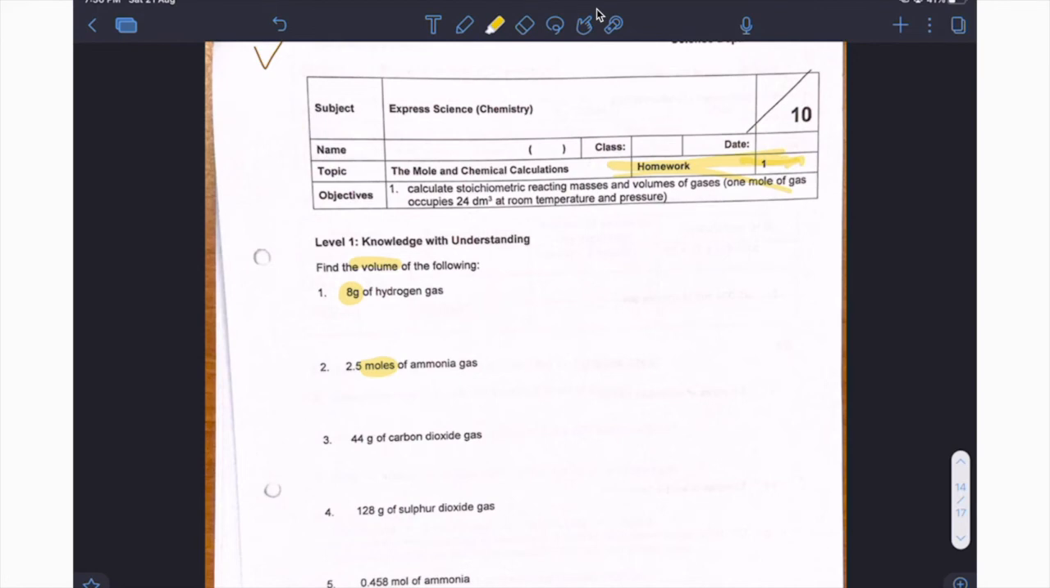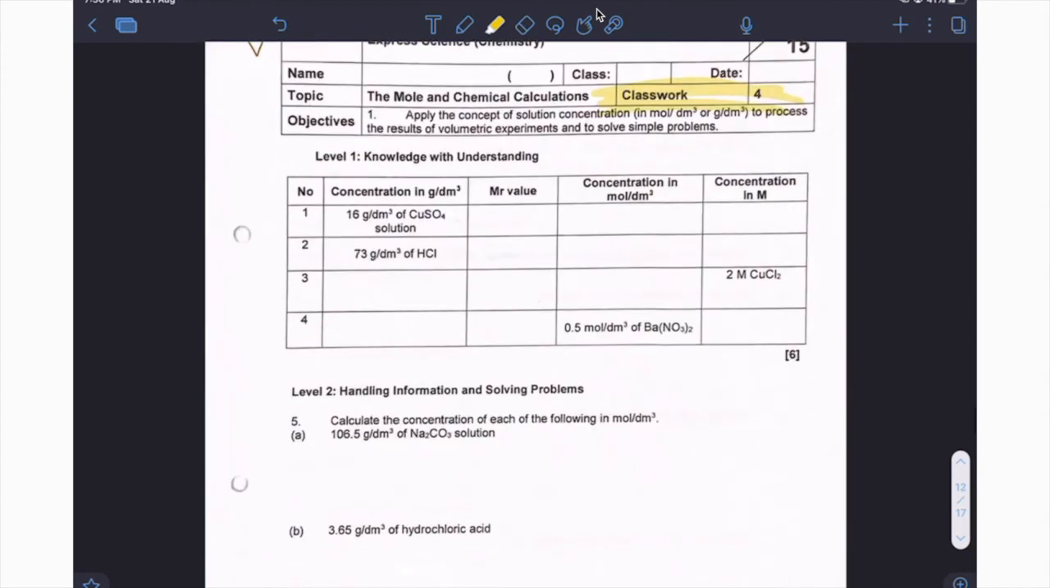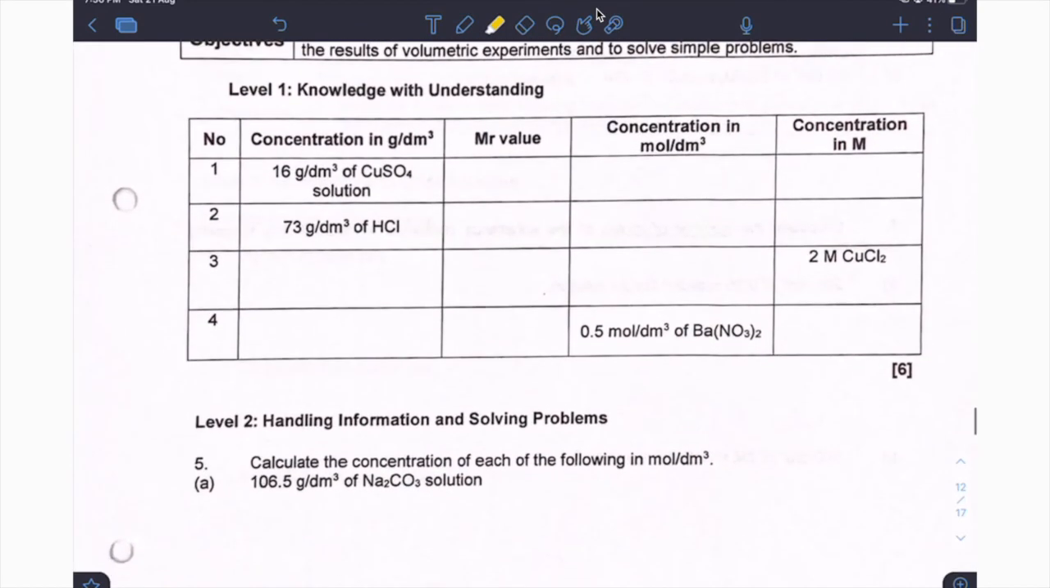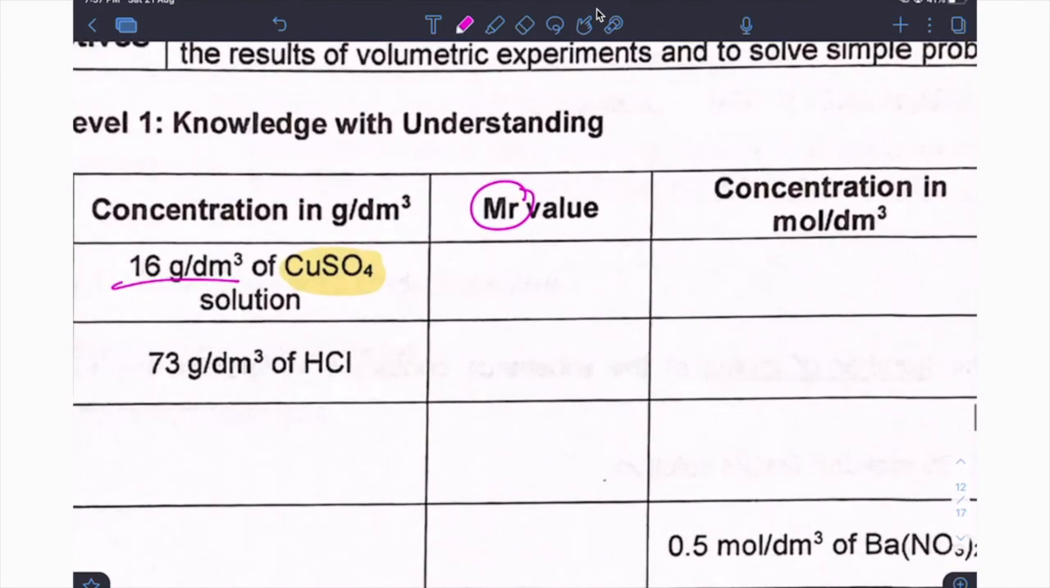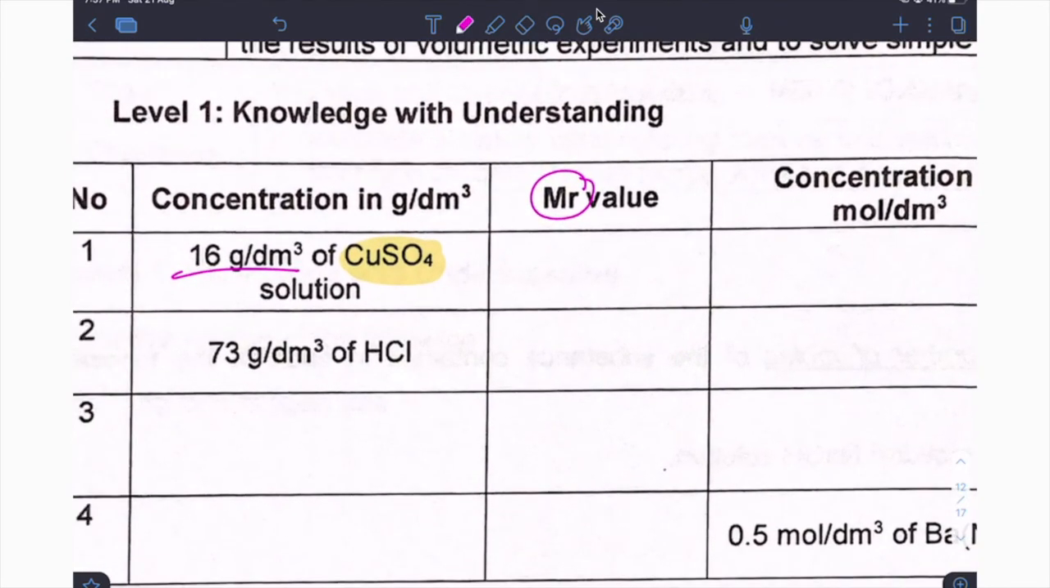Now before I let you go, let's try the first part of classwork 4 together. Under classwork 4, let's look at level 1 questions. Here I have a concentration in gram per dm cube. In number 1, I have copper sulfate, and they say the concentration is 16 grams per dm cube. In the next box, they want us to calculate the Mr, the relative molecular mass. This shouldn't be too difficult. You just find the mass of copper plus the mass of sulfur plus the mass of 4 oxygens. From your periodic table, you should gather that the mass of copper is 64.